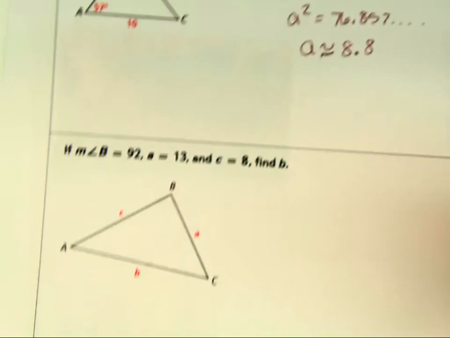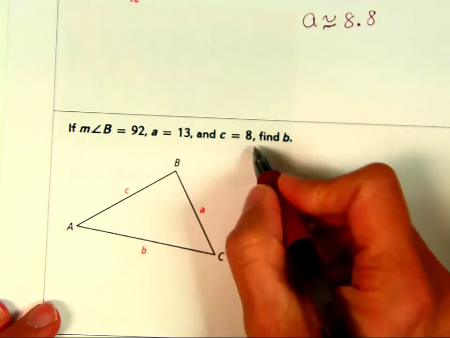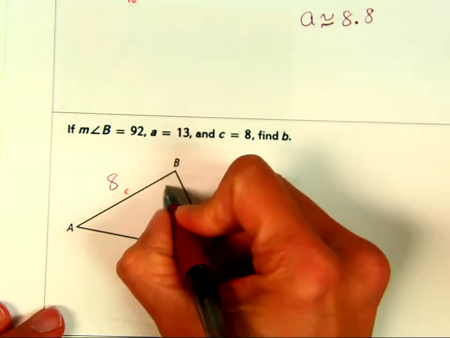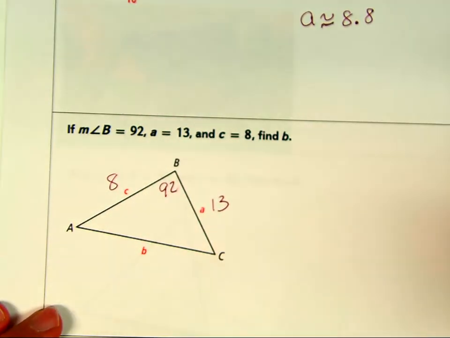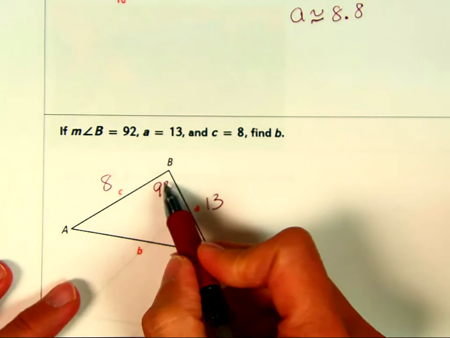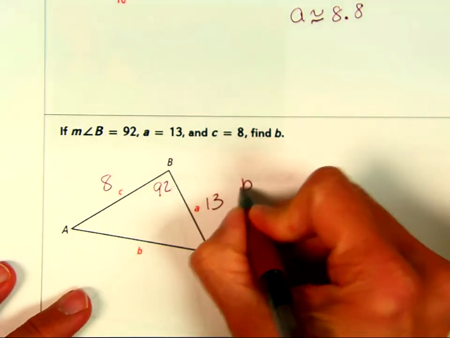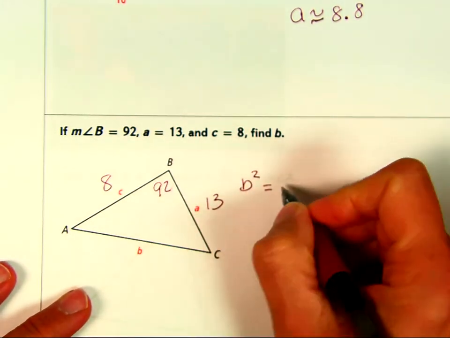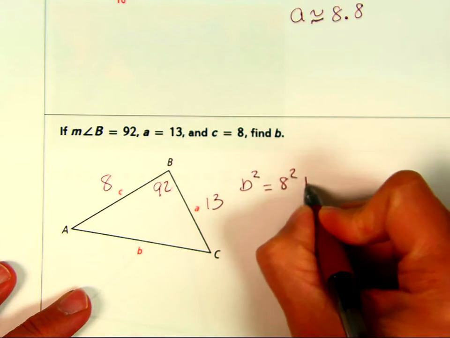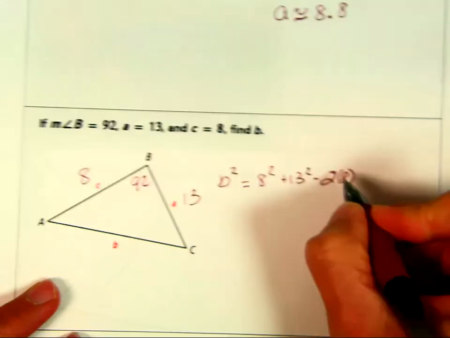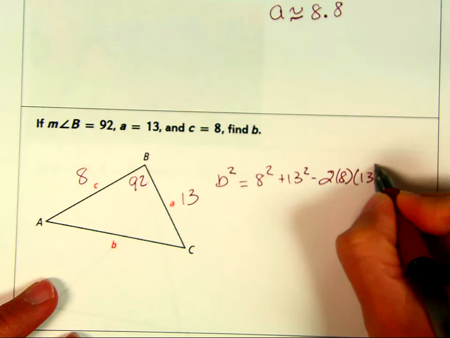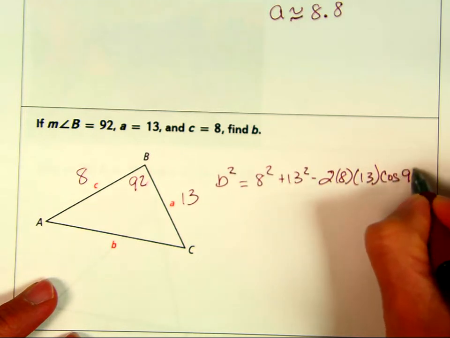Alrighty, let's try another one. I like to label my sides. Angle B was 92 and A is 13. Again, you see that side-angle-side thing going on. Now we're looking for b. Our formula says b squared is equal to 8 squared plus 13 squared minus 2 times 8 times 13 times the cosine of 92.